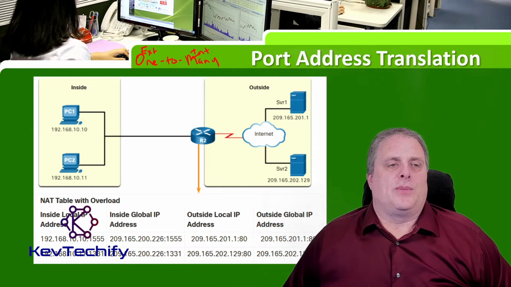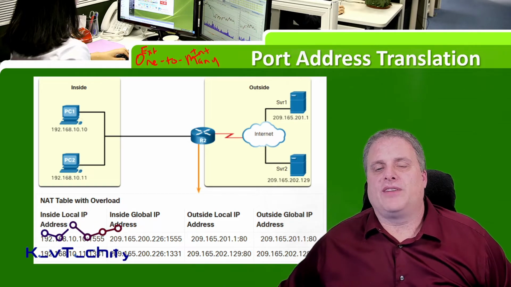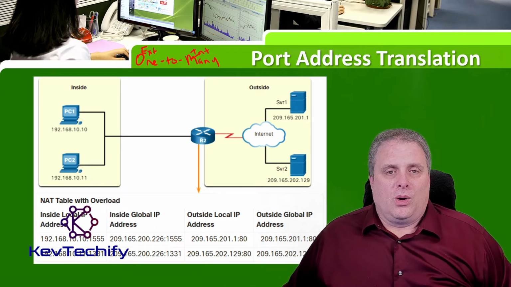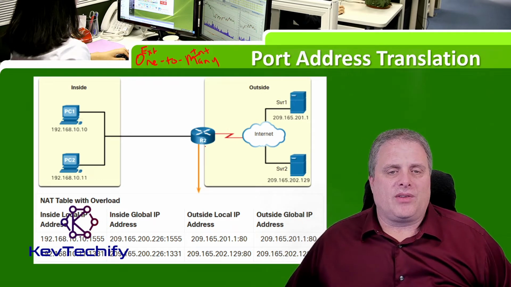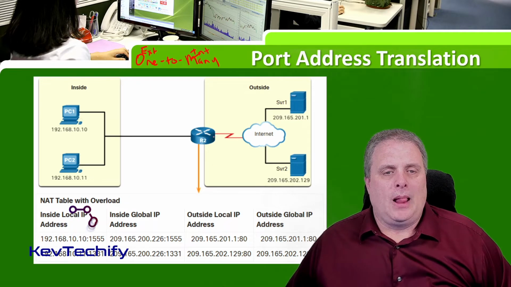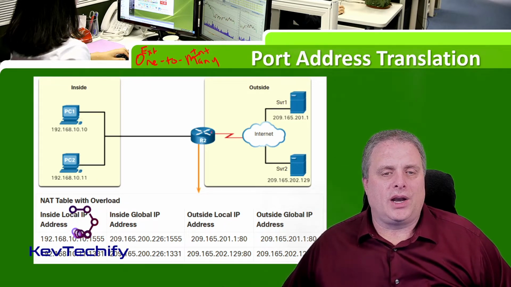Here we have an example. We have the inside of our network. On the inside, we have a couple PCs. On the outside, we have some servers that we want to connect to through the internet. What we have here is our R2. This R2, router 2 right here, is going to do our network address translation.